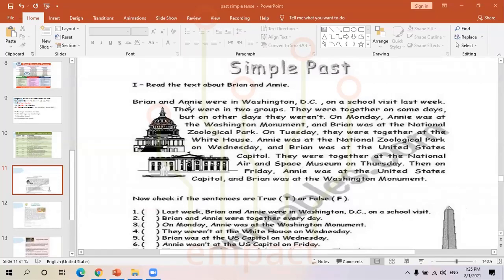Brian and Annie were in Washington, D.C. on a school visit last week. They were in two groups. They were together on some days, but on other days they weren't. On Monday, Annie was at the Washington Monument, and Brian was at the National Zoological Park. On Tuesday, they were together at the White House.